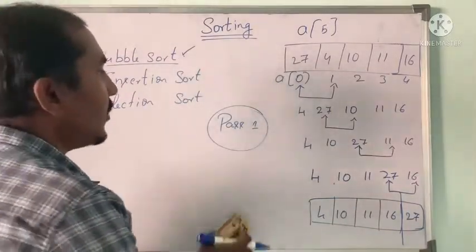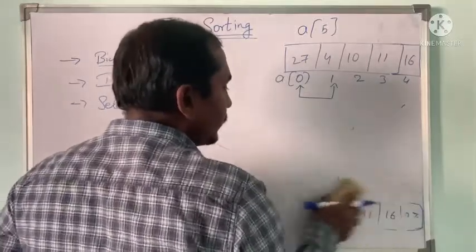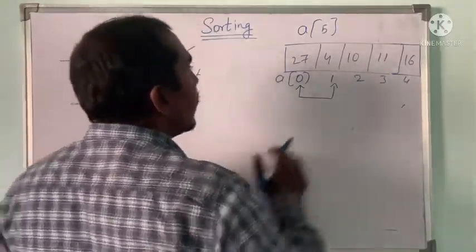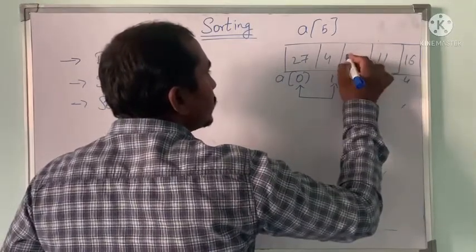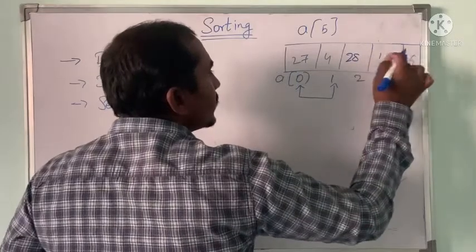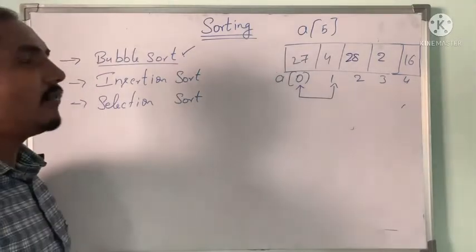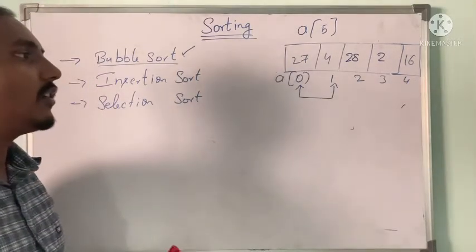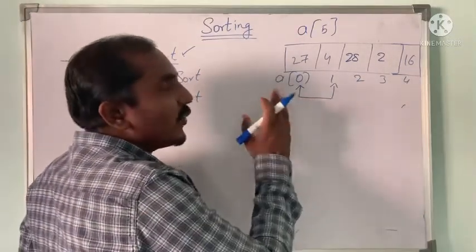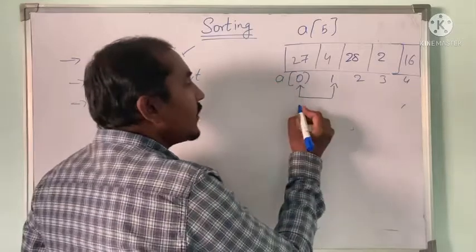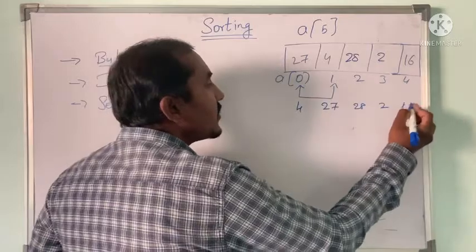So I will take one more example. Say I consider the elements 27, 4, 28, 2 as well as 16. In this case, if I consider the first two elements, 27 is greater than 4, so we are going to swap. So I am going to get 4, 27, 28, 2 and 16.